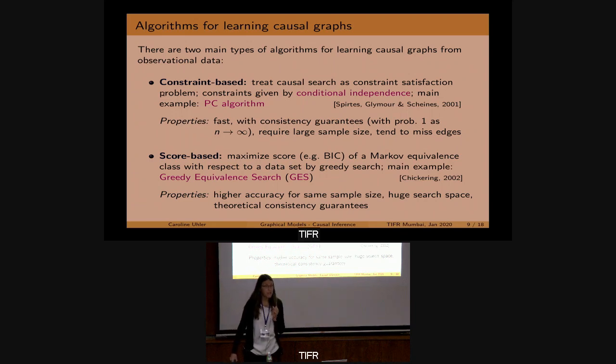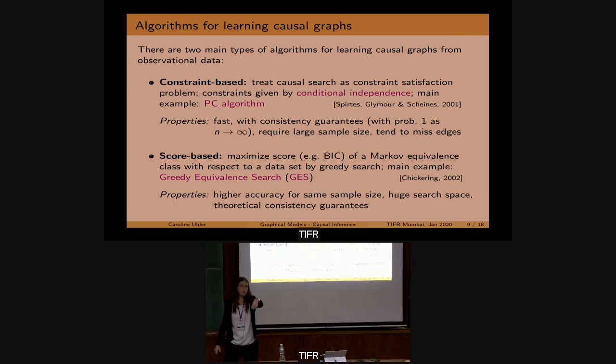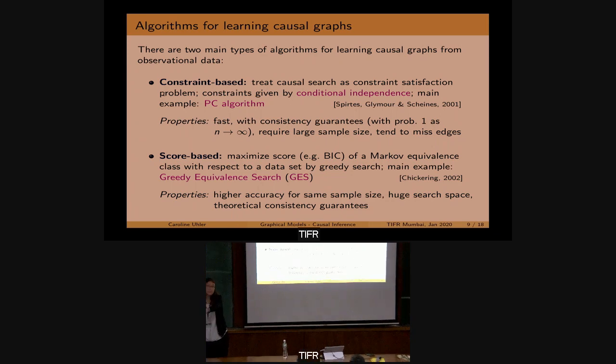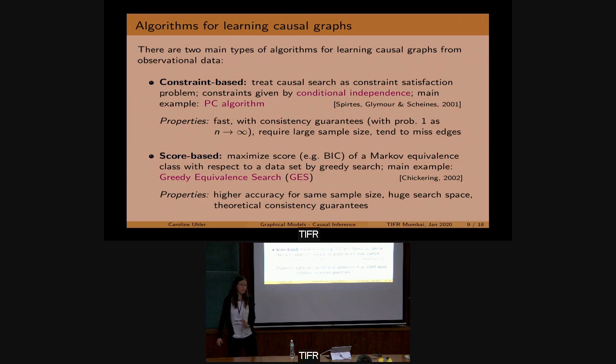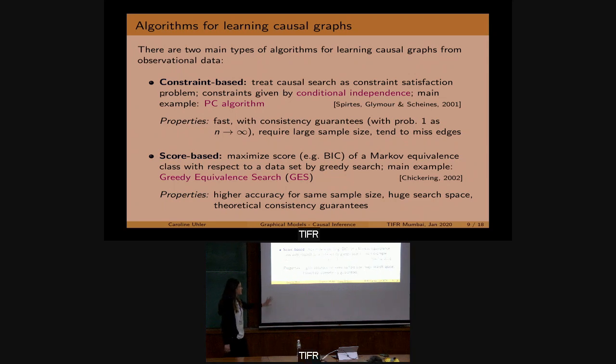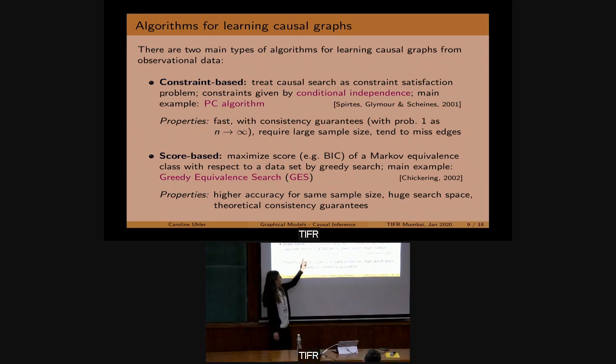a very interesting algorithm, because usually for greedy searches, it's hard to prove that they're consistent, right, that they don't get stuck. But actually here you can prove that this one doesn't get stuck. So what it does is it starts in the empty graph, it adds edges until it cannot improve the score, it removes edges until it cannot improve the score, and then it stops. So just one forward, one backward search, and it's actually consistent as the sample size goes to infinity. Okay? So this is very interesting that it is consistent, first of all.